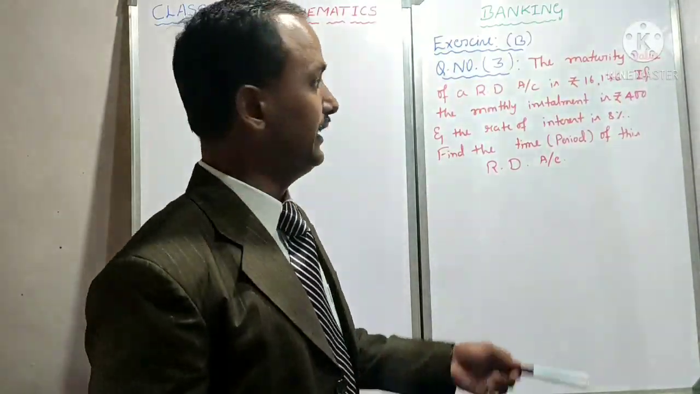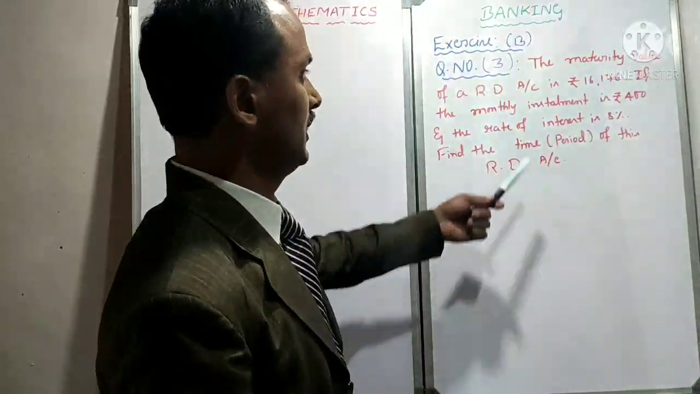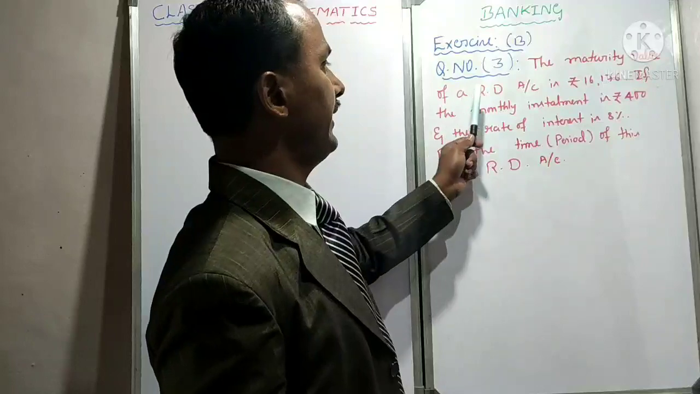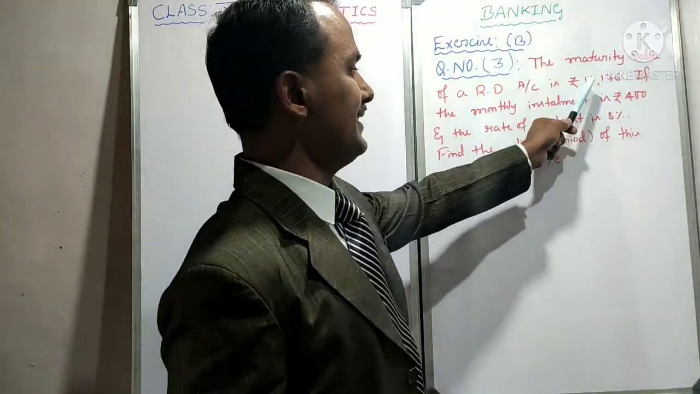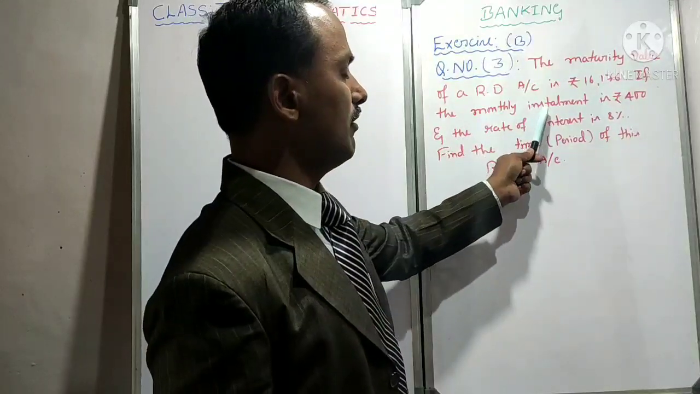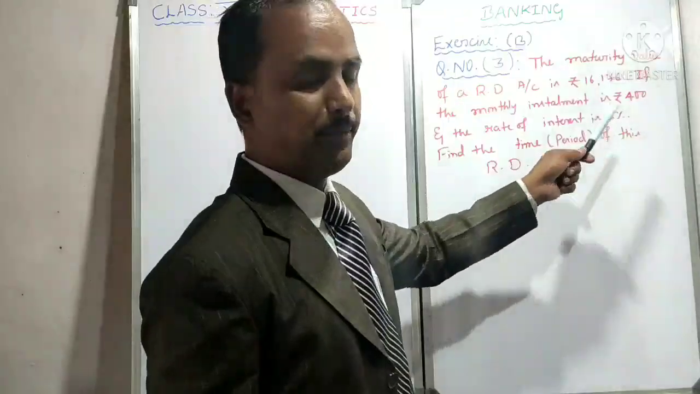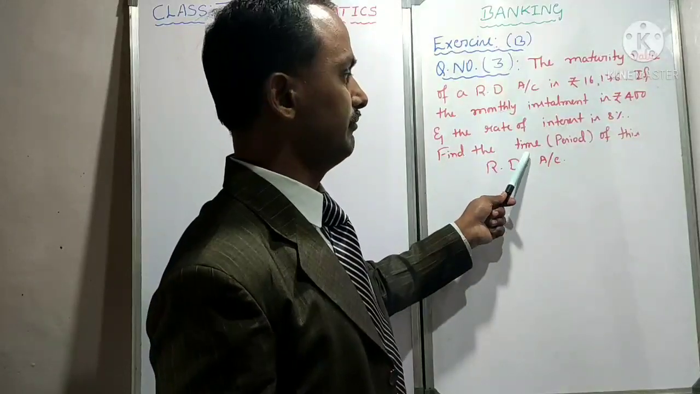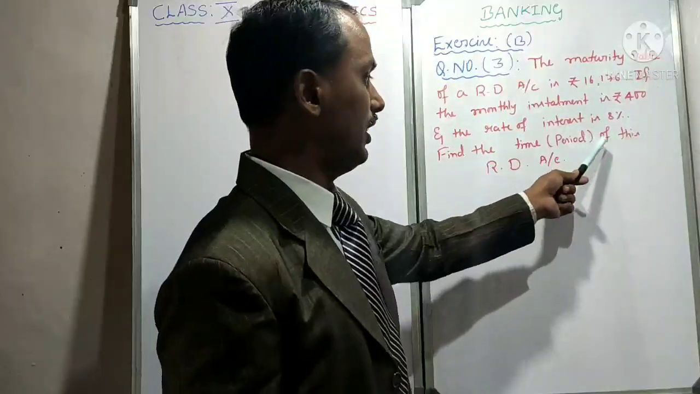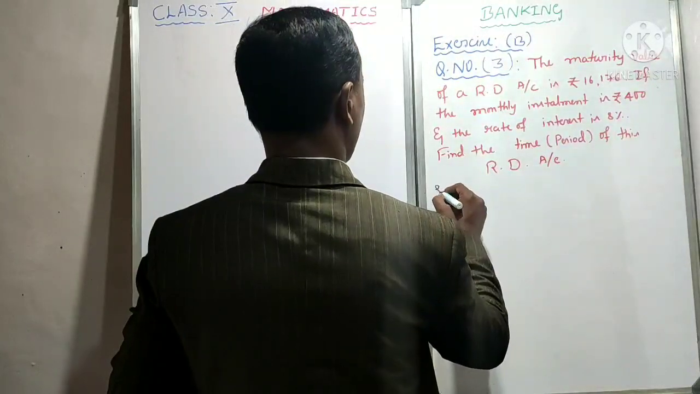In exercise B, question number 3, this problem is also related to time. The maturity value of a recurring deposit account is rupees 16,176. If the monthly installment is rupees 400 and the rate of interest is 8%, find the time or period of this RD account. Very easy. Coming to the solution.